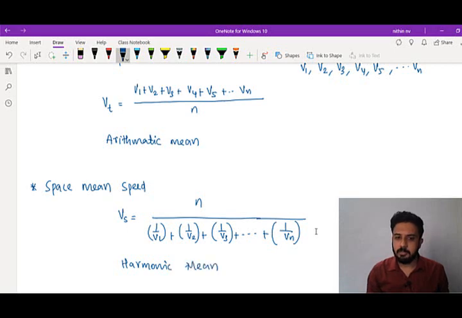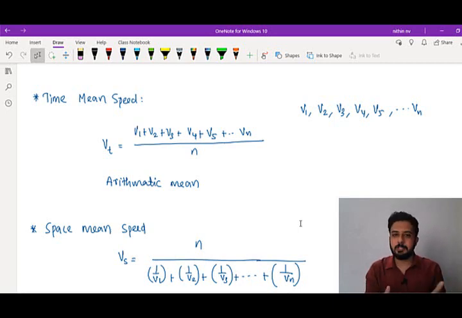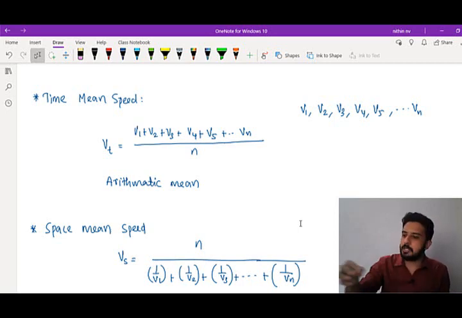So what is the meaning of space mean speed and time mean speed? Nothing but the average of spot speeds of different vehicles. Time mean speed indicates that at a particular time, and space mean speed indicates at a particular location, if you are considering n number of vehicles, what is the average of those vehicles. So very easy, very simple. What do you mean by time mean speed? At a particular instant, if you consider some n vehicles and you calculate the spot speed of all those n vehicles, what is the average of those spot speeds?